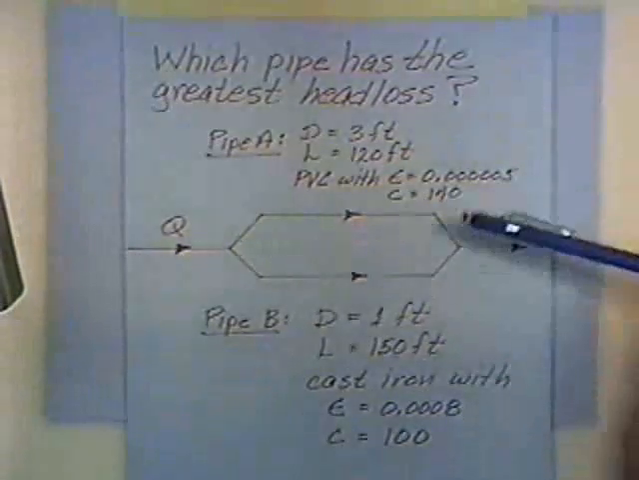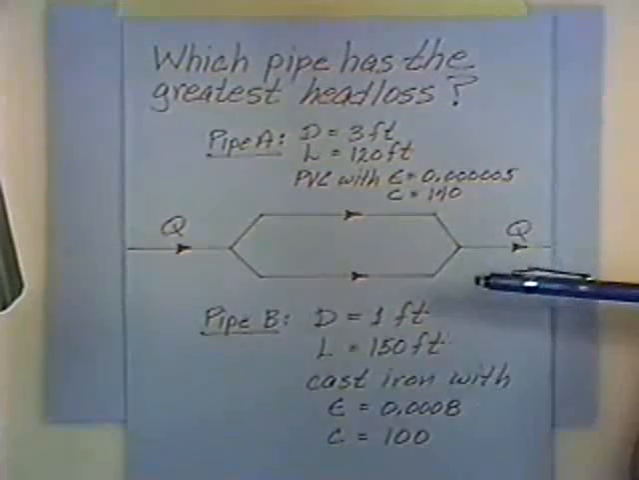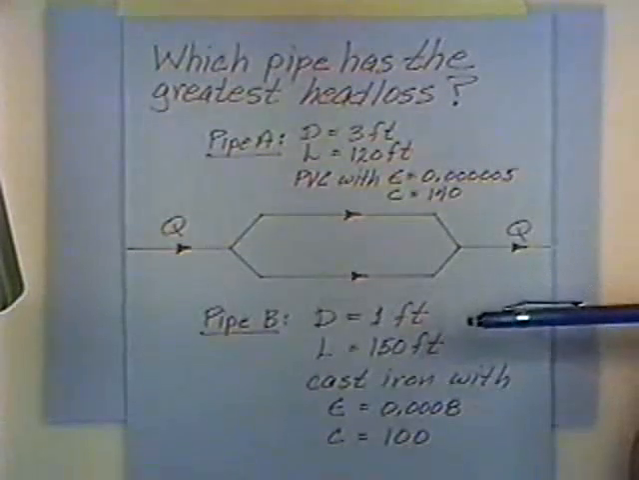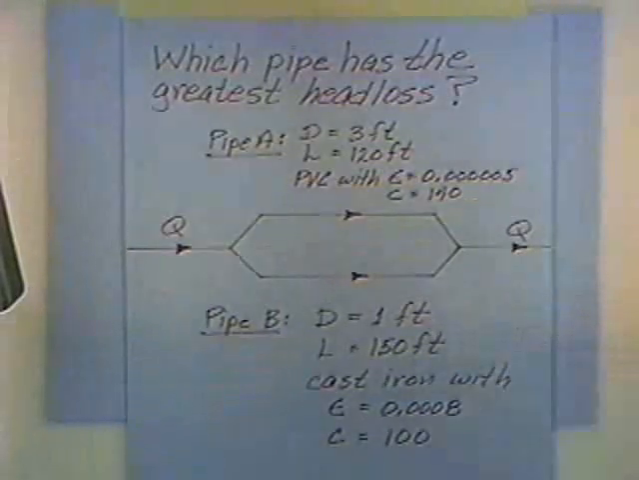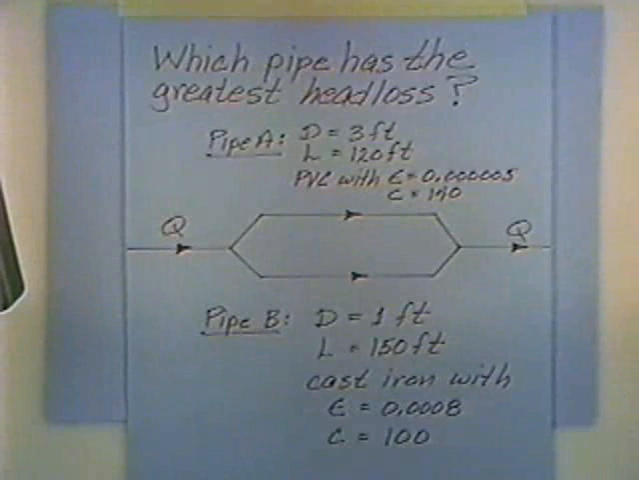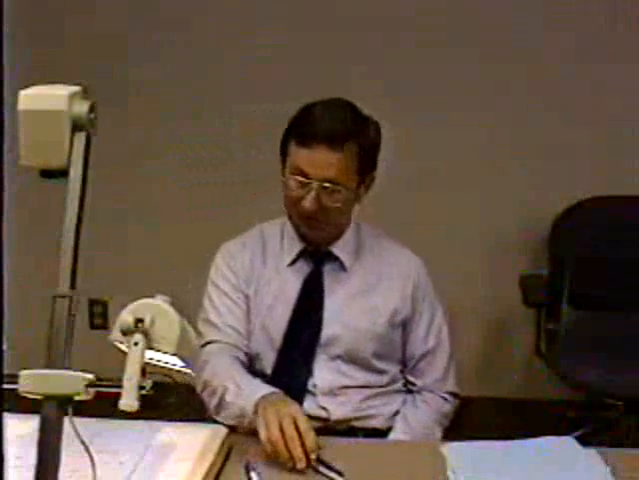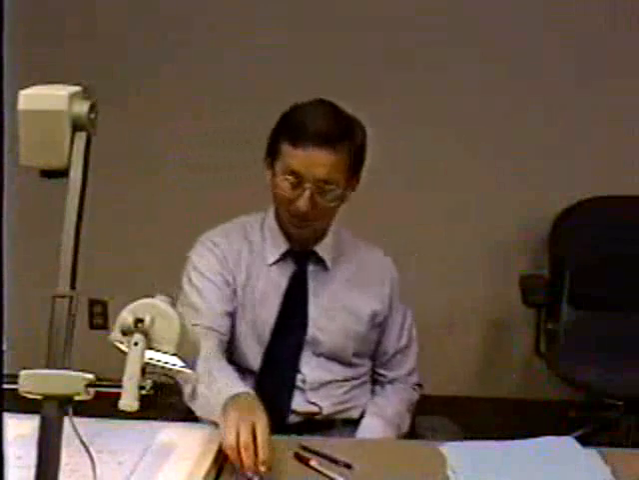Right, and so the obvious answer would be the very incorrect answer. The obvious answer would be that pipe B would have the greater head loss. But that's wrong. What's right? Is that because there's not much flow goes through that pipe? That's exactly correct. The head loss will be the same in both pipes.